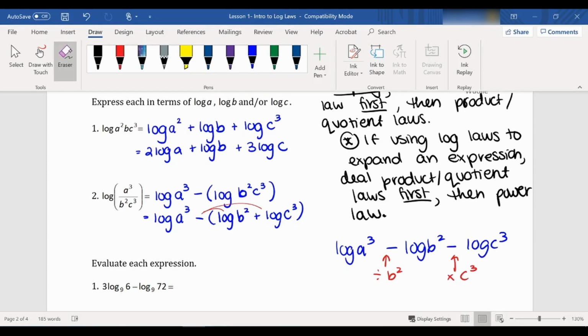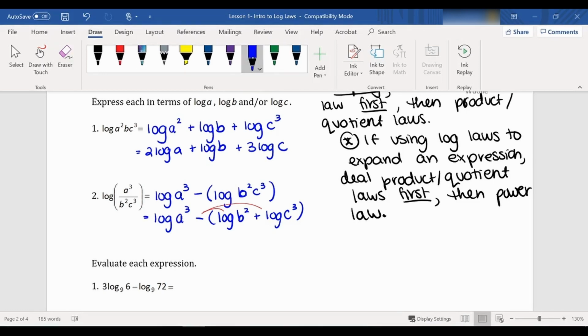Okay, so if you want to expand your brackets, you are welcome to, but you need to have a cubed dividing by b squared and c cubed, which means your log of a cubed must subtract log b squared and subtract log c cubed. Now we can bring our exponents down, and all of our terms have exponents. We can leave it like this, or we can expand that minus in.